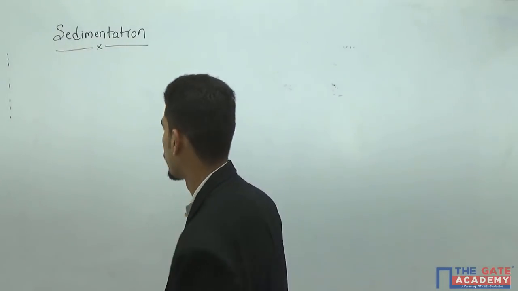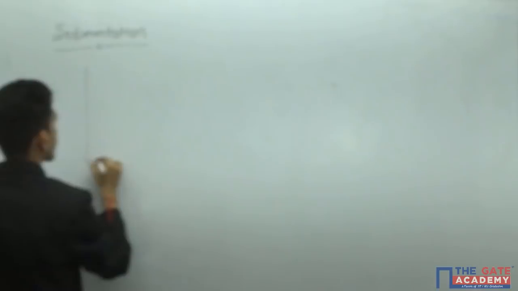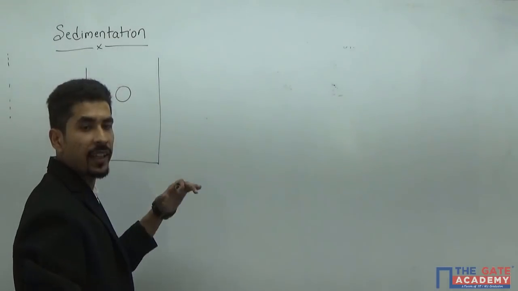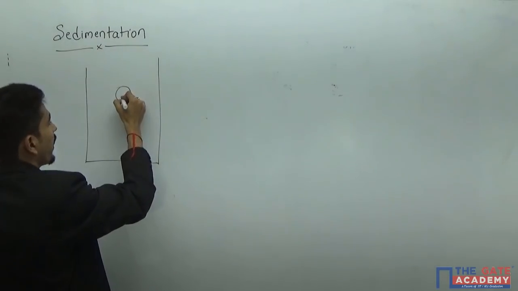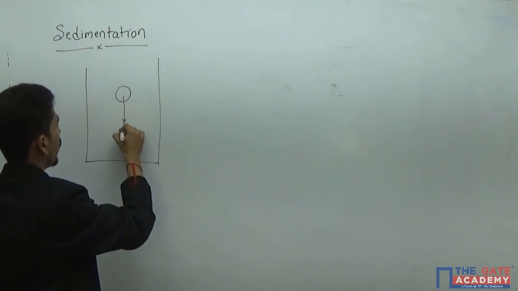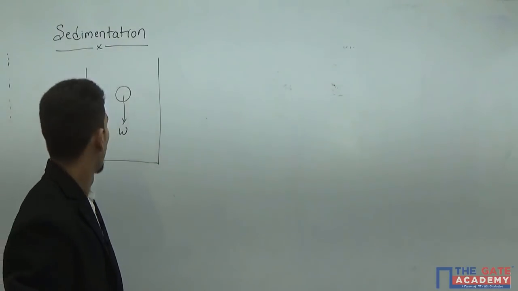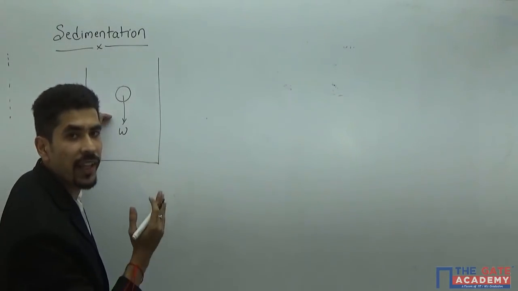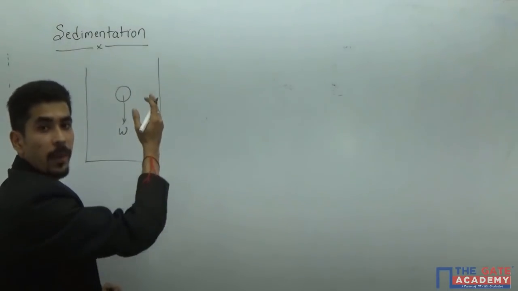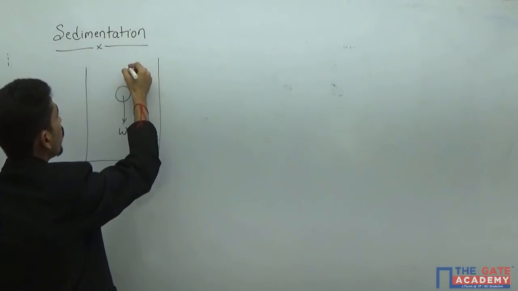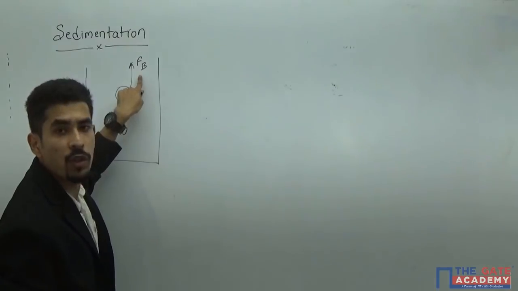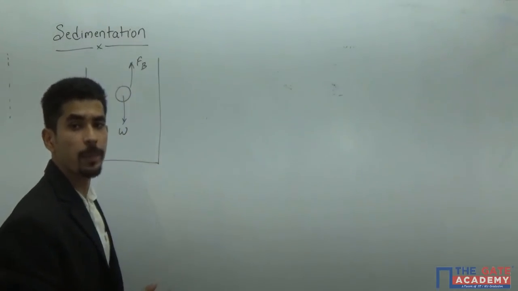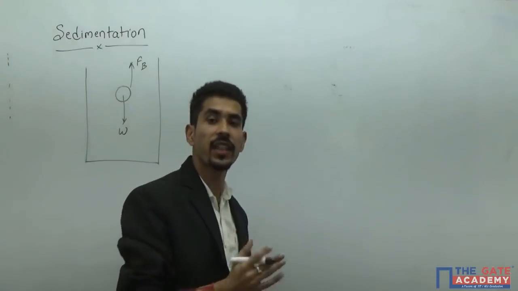Now let us consider a sedimentation tank and a particle which is settling in the tank. It is settling due to its self-weight W, right? While this particle is settling, it will experience a buoyancy force from water. So there will be an upward force, we call it FB, that is buoyant force, which is exerted by water on the particle.